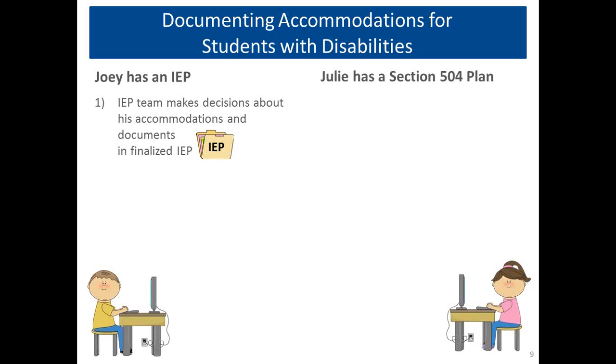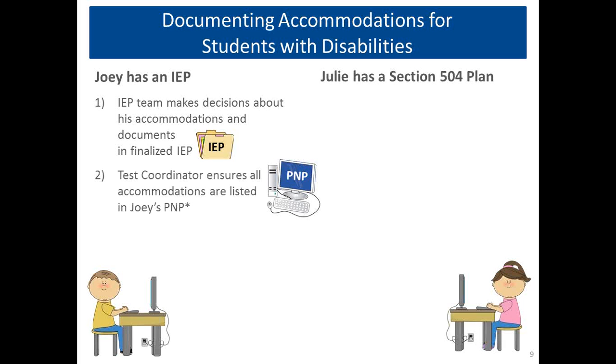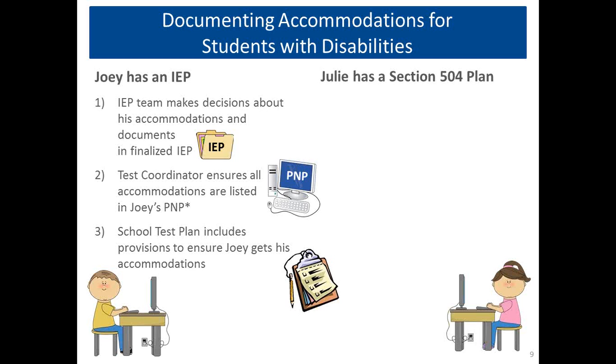And again, there may be accessibility features available to all students that do not require any type of documentation, but in this situation, we're talking specifically about accommodations for special populations. Once they're in the IEP, the test coordinator ensures that any accommodations that need to be marked in the PNP are marked in the PNP. And then the school test plan is developed to make sure Joey is actually provided those accommodations on the day of the test.